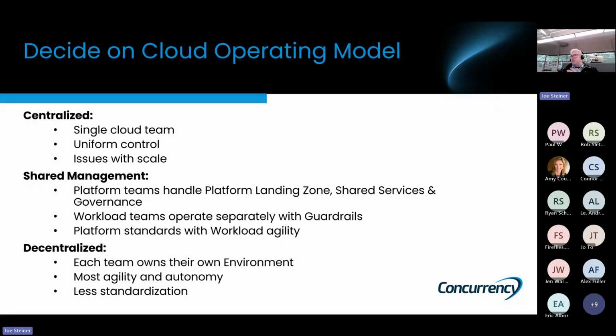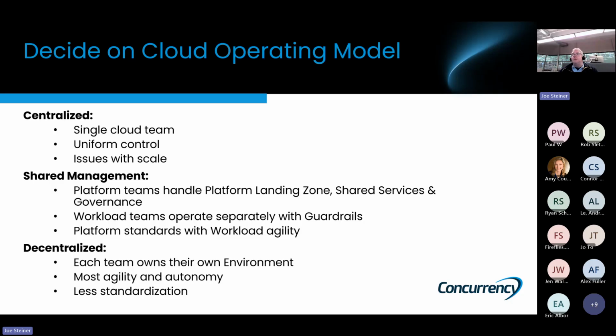What it does is, if the platform's set up and it has all the needs of the workload teams, that's just ongoing and improving what you have in terms of those core central services. But then the workload teams are able to very quickly spin things up within the guardrails they're allowed to operate in, and it allows for a good mix of standards and agility when you use that model. Decentralized, you can have each team own their own environment, and it becomes a little bit of the Wild West out there sometimes, but for some organizations, that's the best way to operate. And it really depends on the nature of your organization too.